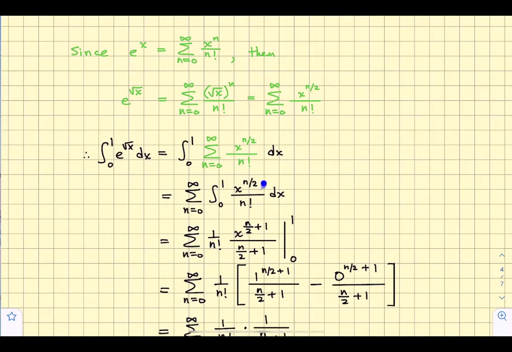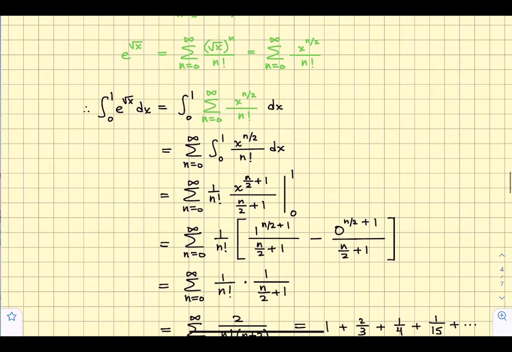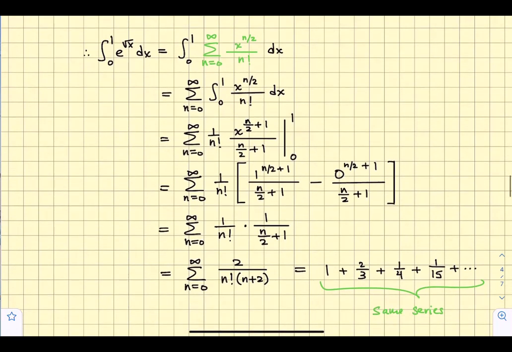And then just integrating this power function, we add 1 to the power, divide by our new power, and evaluate from 0 to 1. When we do that, still keeping our 1 over n factorial, wherever we see an x, we put a 1, minus wherever we see an x, we put a 0. Notice that when the algebra dust settles here, this is just a 1 to the n over 2 plus 1 power, minus this is just a big 0.